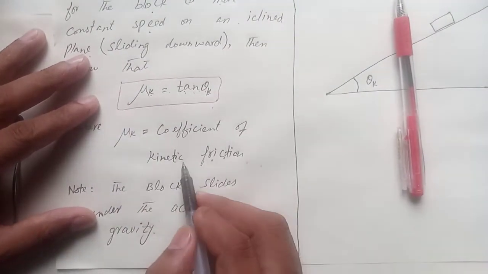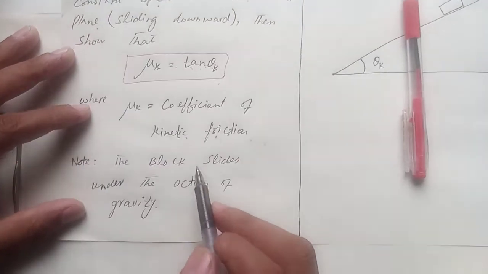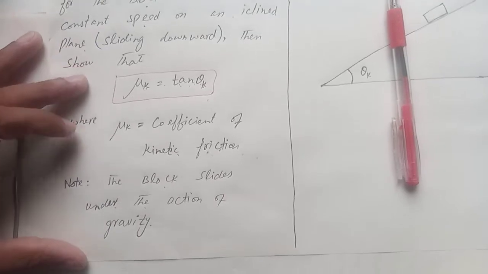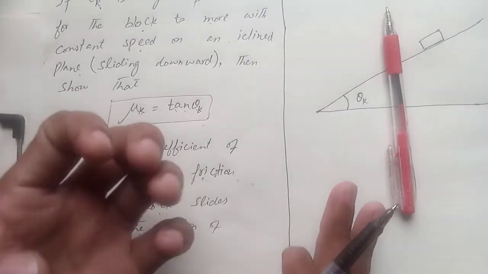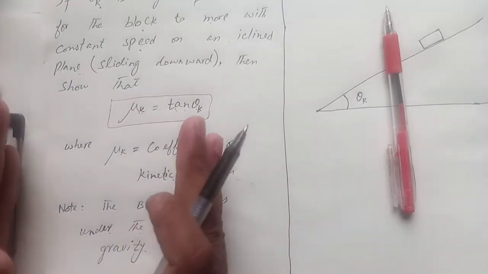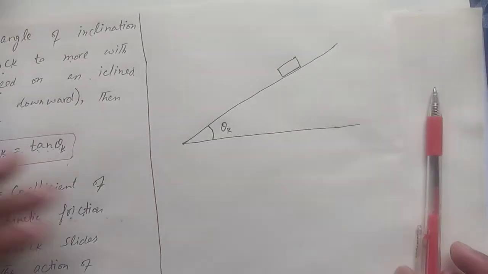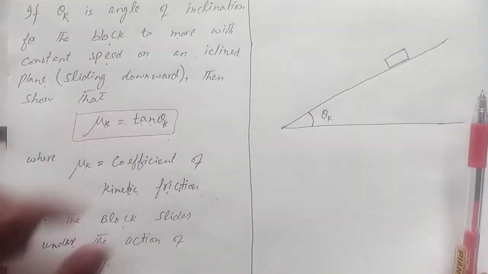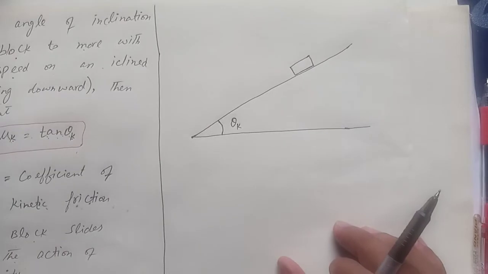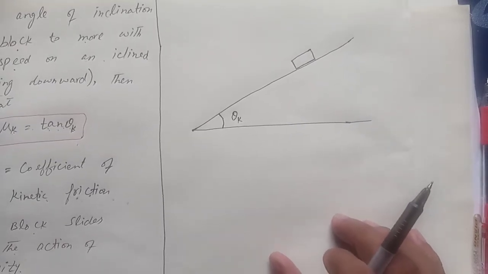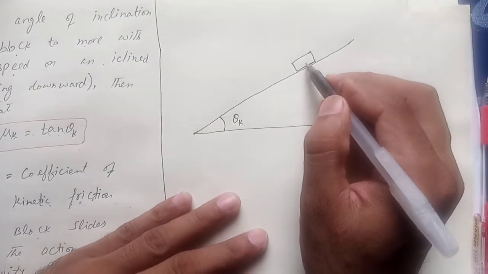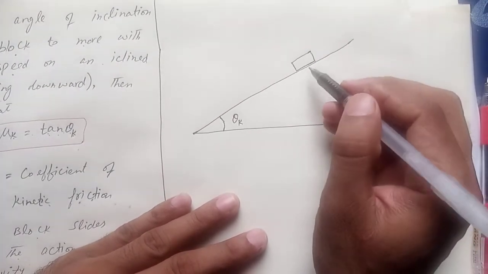Mu k is the coefficient of kinetic friction, and the block slides under the action of gravity. No other force is acting on the block downwards other than gravity. So now we solve this problem and we prove this relation. Suppose this is a diagram showing the angle of inclination theta k, and the block is on an inclined plane at this position.